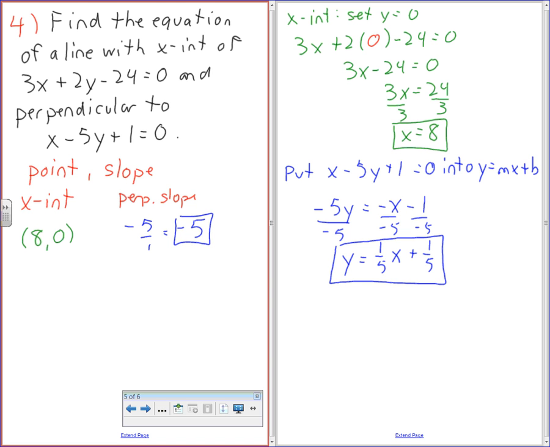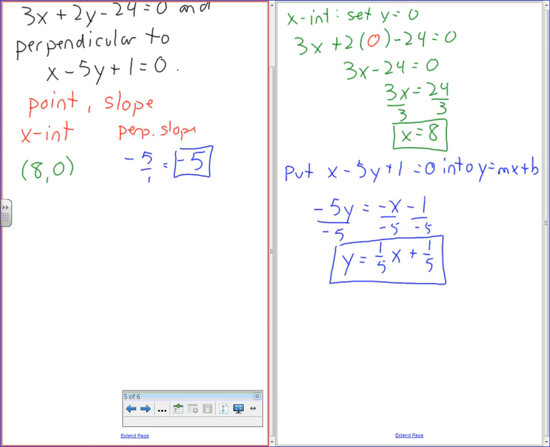Okay. So then we're just going to do y equals mx plus b. I'll do it over here. So we have our m, which is going to be negative 5. Our x is 8, our y is 0. Our b is unknown. So y equals mx plus b. 0 equals negative 5 times 8 plus b.